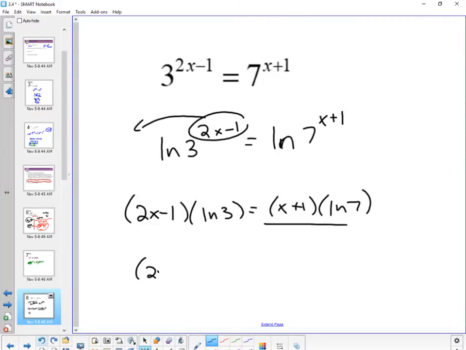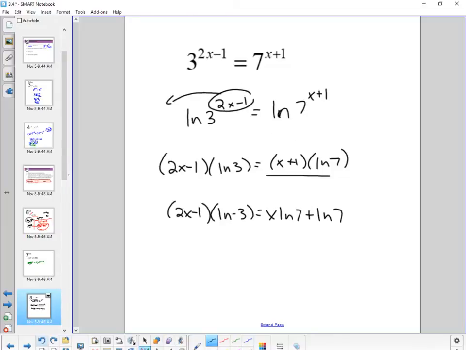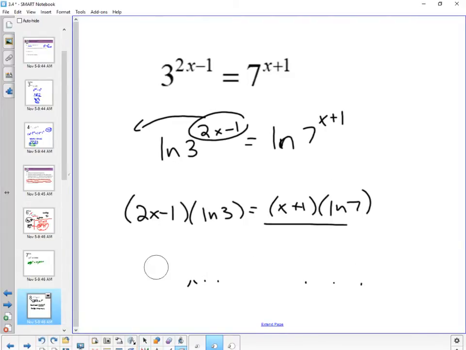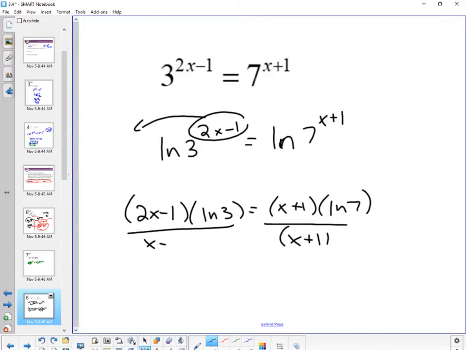So I would get 2x minus 1 ln 3 is equal to x ln 7 plus ln 7. Right? Yeah. No, I would still factor out to the same thing. So maybe I don't want to do that. So let's go back to the division. Okay, x plus 1. X plus 1, that's gone.